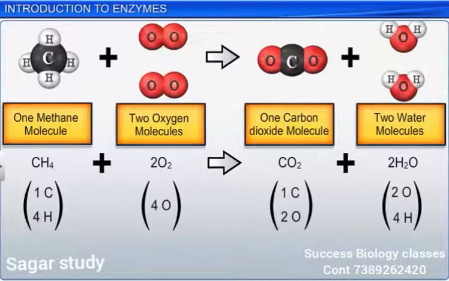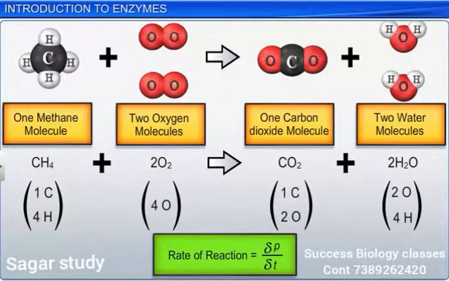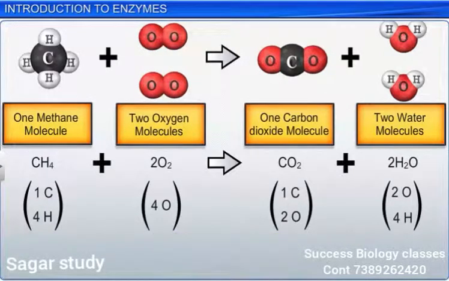The rate of a reaction is defined as the amount of a product formed per unit time. It can be expressed as delta P upon delta T. Various factors such as temperature and pressure influence the rate of reaction.